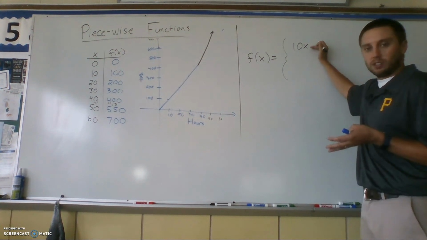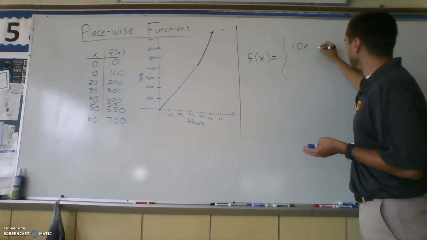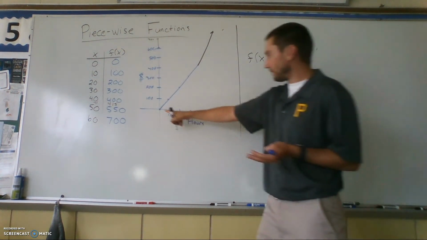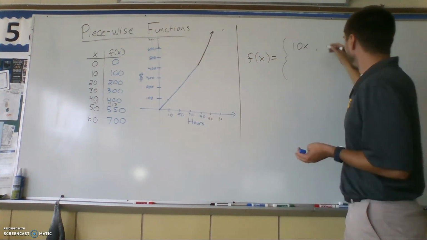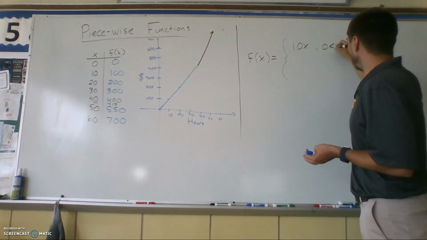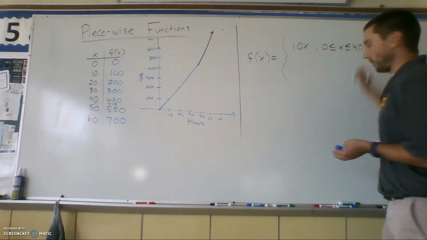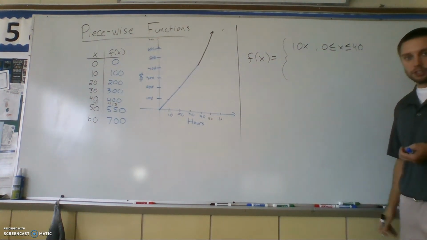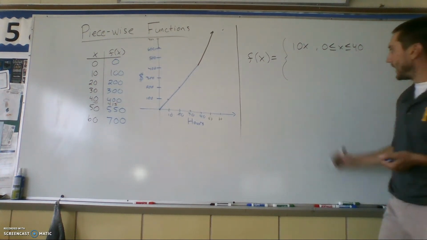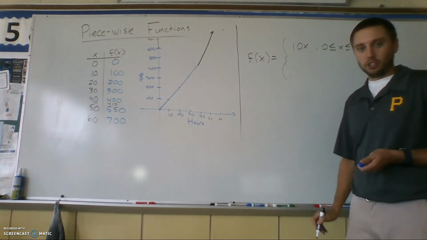But I need to tell whoever is looking at this equation, when do I use this part of my equation? And so when do I use that? I use that from 0 to 40. And so I'm just going to write, use this when x is between 0 and 40. So there's the first part.